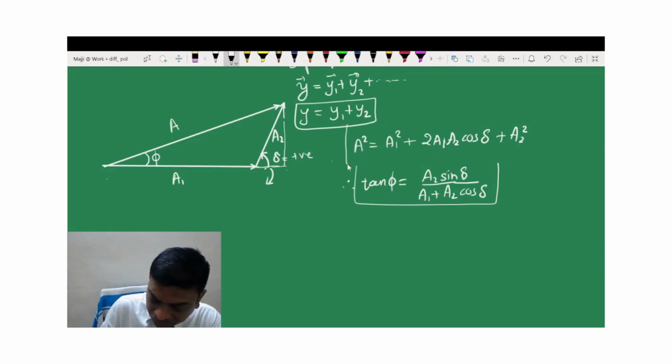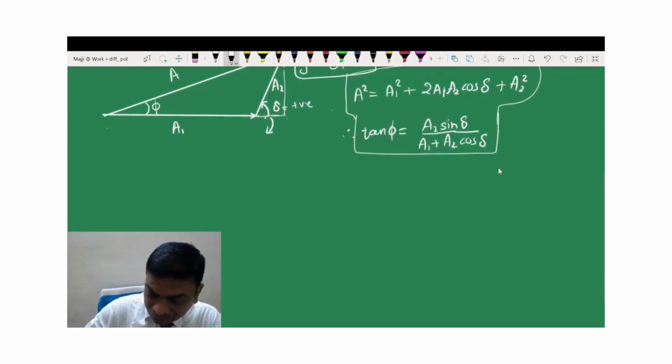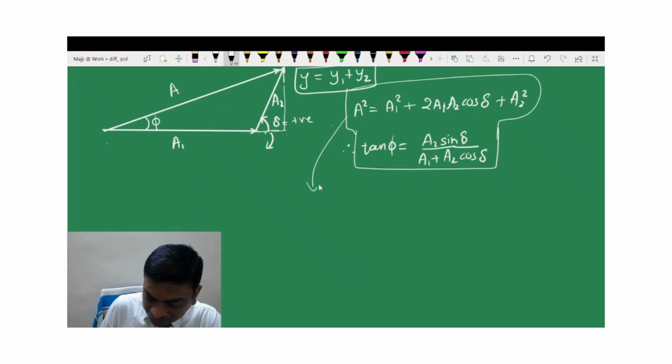Okay, so this is one equation and the other equation is this, right? Now you can find the resultant amplitude this way by taking the square root of this. So the resultant amplitude will be this.